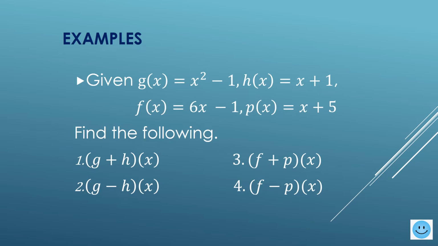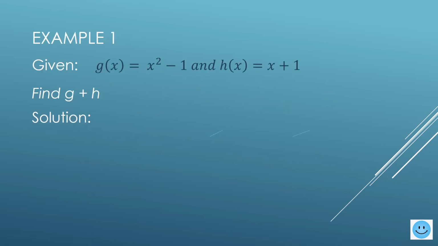Okay, let us have the following examples. Given g of x equals x squared minus 1, h of x equals x plus 1, f of x equals 6x minus 1, and p of x equals x plus 5. Find the following. Number 1, g plus h of x. Number 2, g minus h of x. Number 3, f plus p of x. And number 4, f minus p of x.